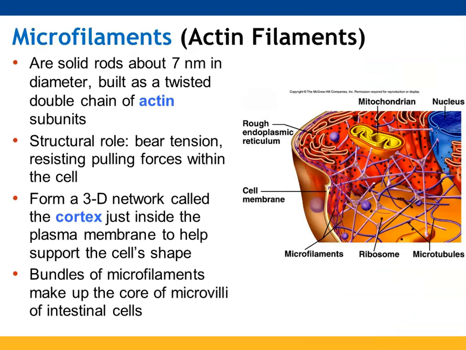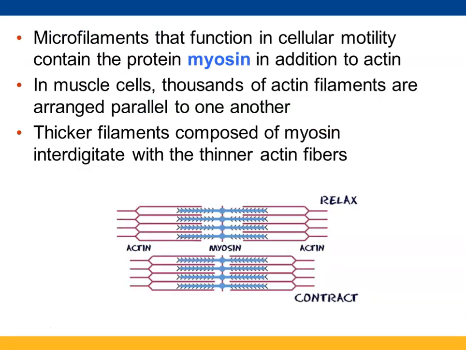Your microfilaments are again going to be involved with generating the cortex, which exists just inside of your plasma membrane, and that just helps to provide a little bit of support so that it can maintain its shape. And these microfilaments are going to make up your microvilli that are found in your intestinal cells. So microfilaments that are involved with motility will also have myosin along with actin. So we see these in our muscle cells.